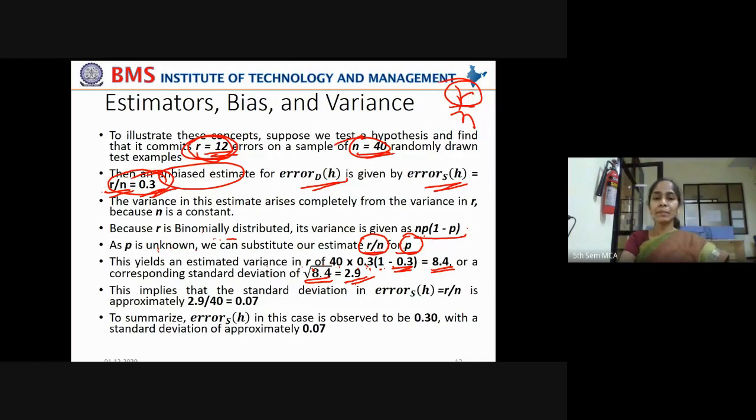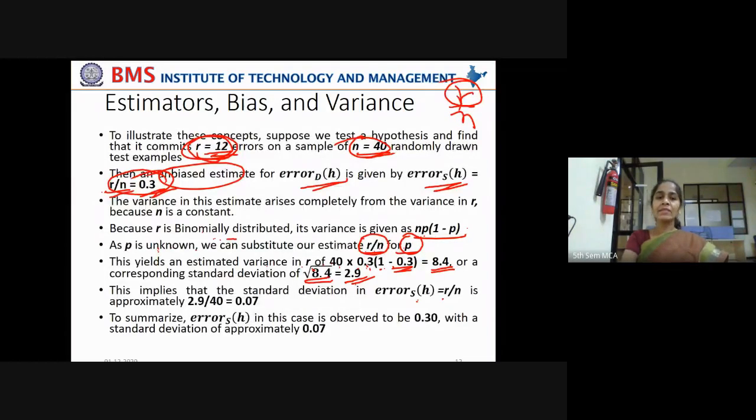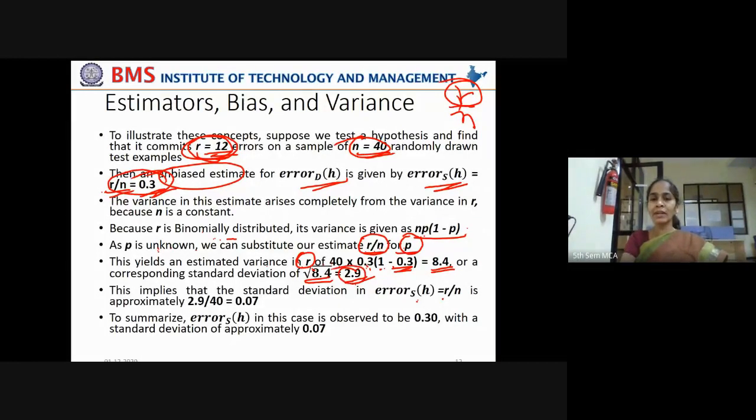Got it? Now this implies that the standard deviation in the sample error, which is indicated as R by N, is approximately, how can you write it now? The deviation in R is now calculated as 2.9, right? So you can write it as 2.9 divided by 40. That will give you 0.07. Okay, so the standard deviation in the sample error is calculated as 0.07.